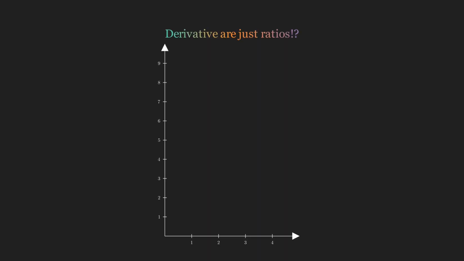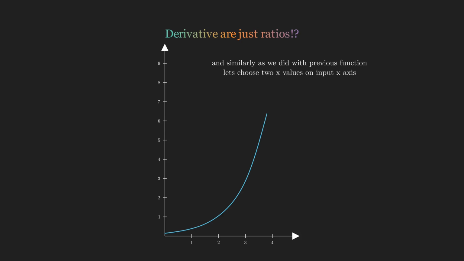Now let's deal with a non-linear function. For that, let's plot the function y equals e to the power x by 7. And similarly as we did with the previous function, let's choose two x values on the input x-axis.